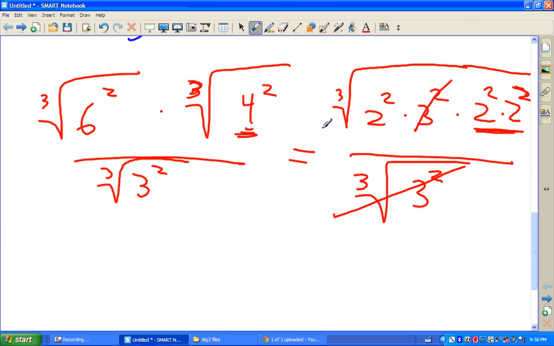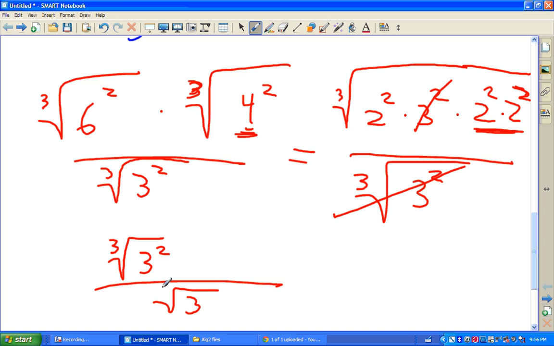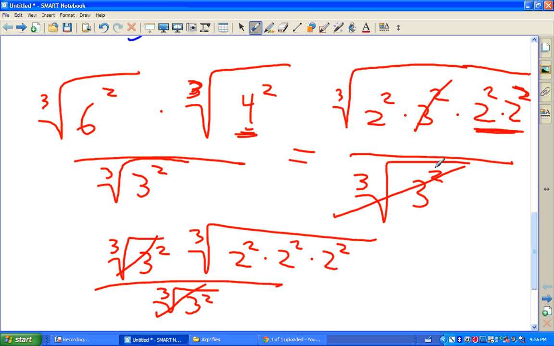If it makes you feel any more comfortable, I could have done it like this. Cube root of 3 squared, I could have written it as 9. And then this on the bottom was cube root of 3 squared, and leave behind all the rest. That's 2 squared times 2 squared times 2 squared. But these cancel. That's what I just did here. I just did it within the radical here.